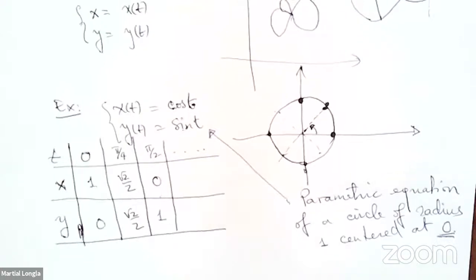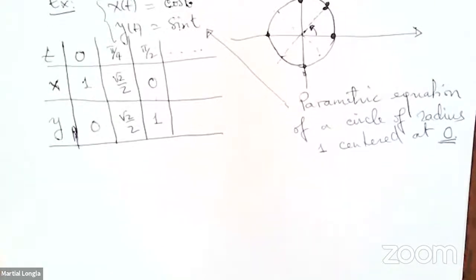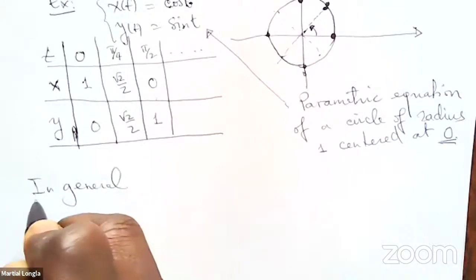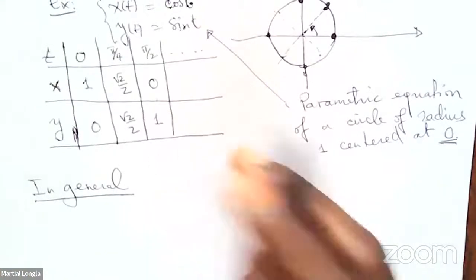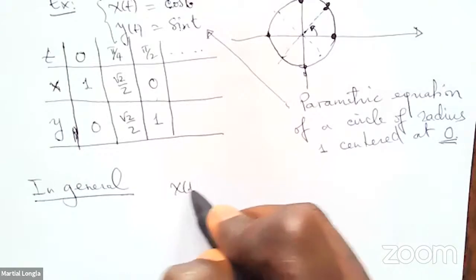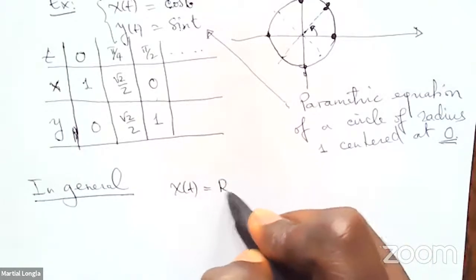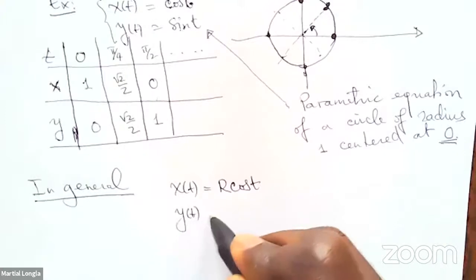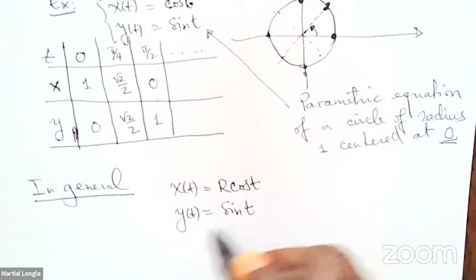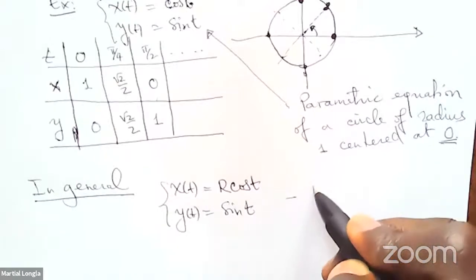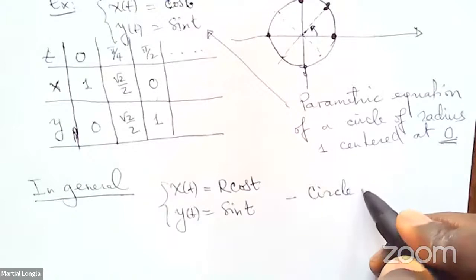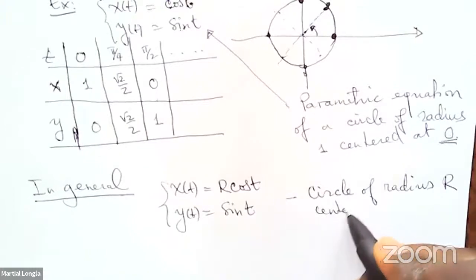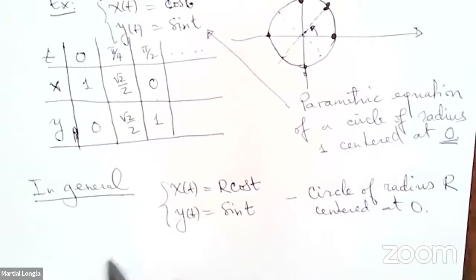Okay. Now, in general, an equation of the kind x of t equals r cosine t, y of t equals r sine of t gives you a circle of radius r centered at the origin.